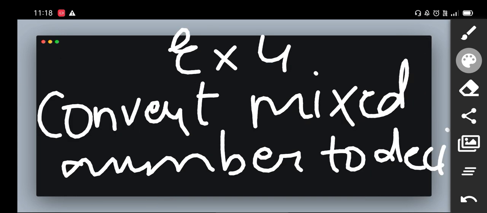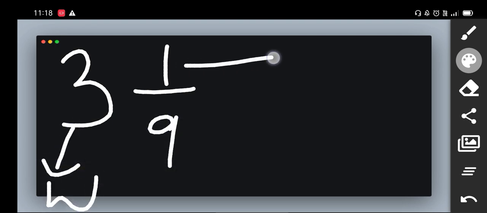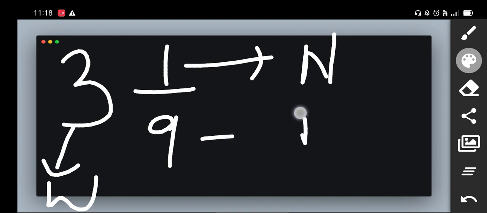So our exercise 4 is convert mixed number to decimal. Now in fractions, a mixed number is like this, right? Let me tell you the parts. This is the whole part. This is the numerator. This is the denominator. Now how to convert a mixed number into decimal? So let's jump on this.